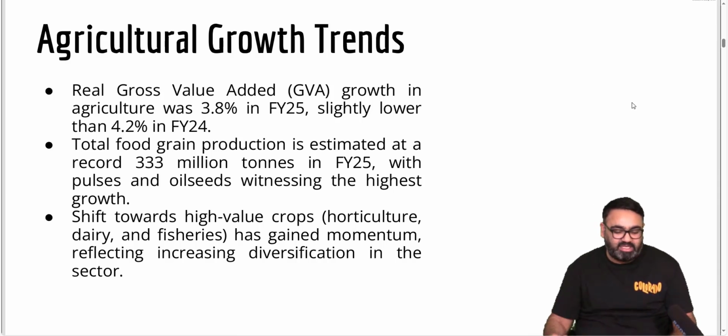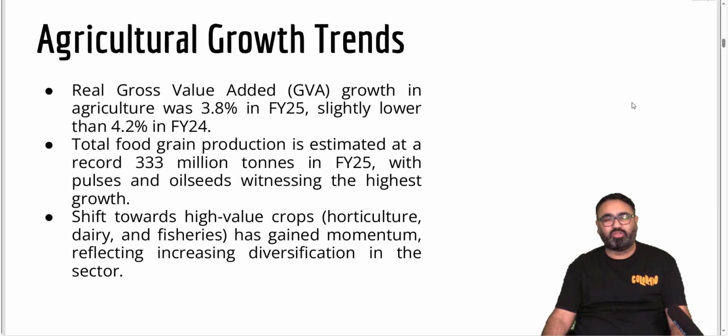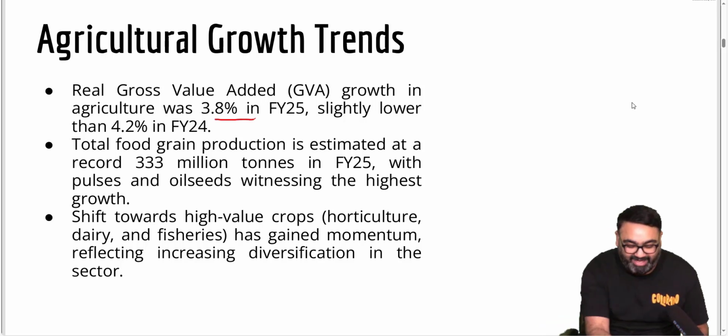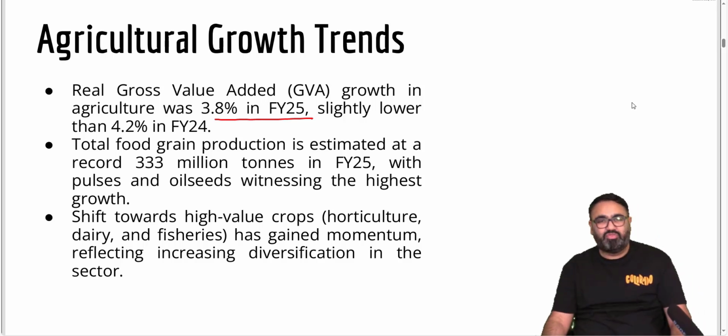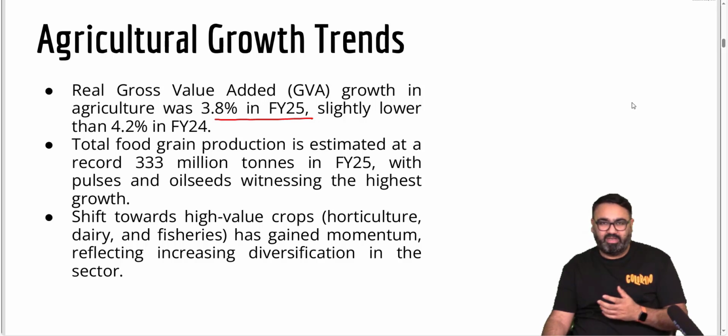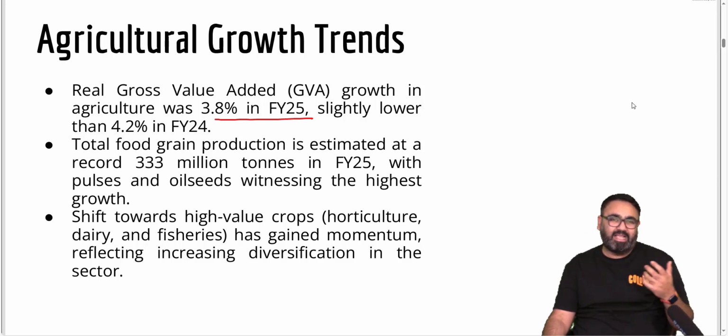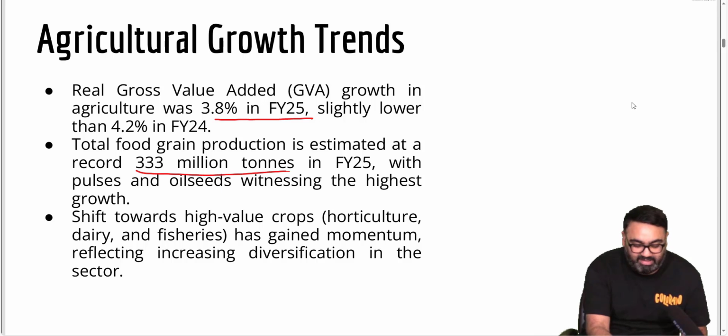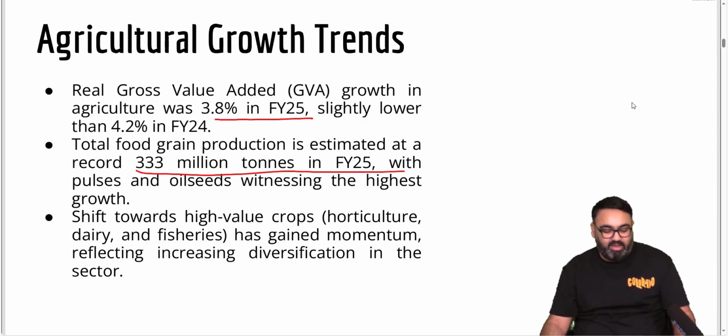First, it talks about the agriculture growth trend. So it tells about how the growth has been in the agriculture sector. Gross real value added in agriculture has been 3.8% in financial year 25. This growth has been slightly lower as compared to last year, which is not a good sign. Again, please understand, the agriculture sector has grown. It's not that it has not grown, but the rate of growth is not as high as it was last year. The total food grain production, the total food that was produced in India, is about 333 million tons, which is very good.